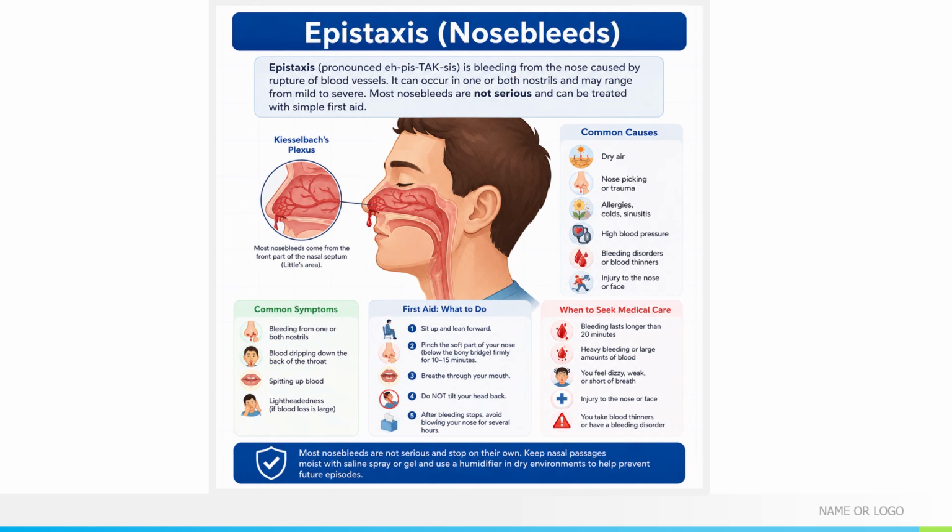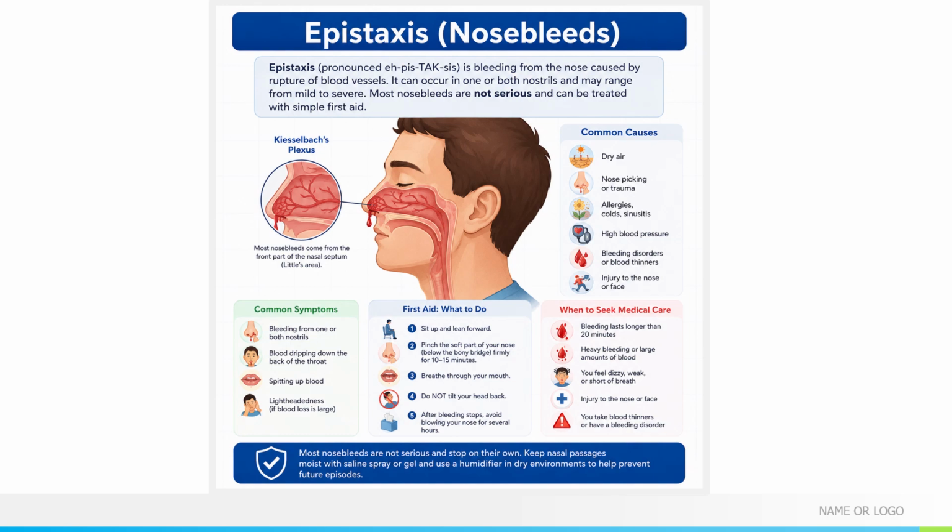So clinical manifestations, the hallmark finding is bleeding from one or both nostrils. Makes sense, but with anterior epistaxis, blood is usually visible. It's flowing from the nose, and the patient can often identify which side is bleeding. And then with posterior epistaxis, patients may instead report blood draining down the back of the throat, frequent swallowing, spitting up blood, a metallic taste in the mouth.